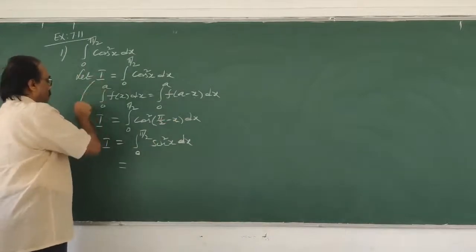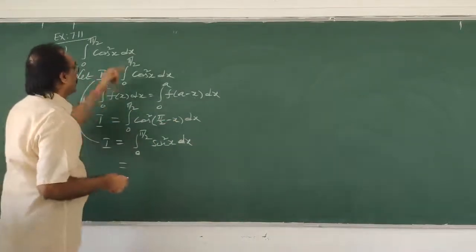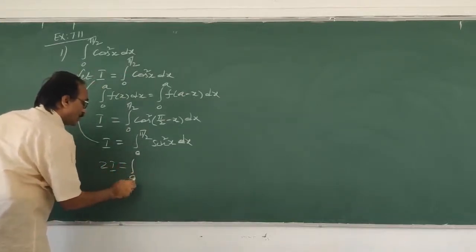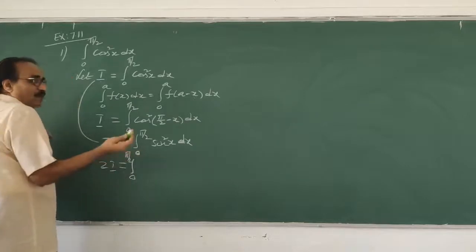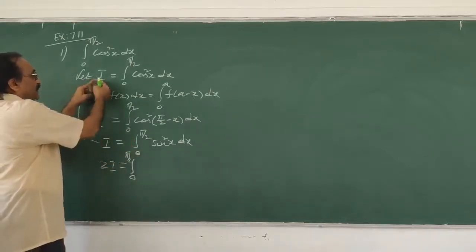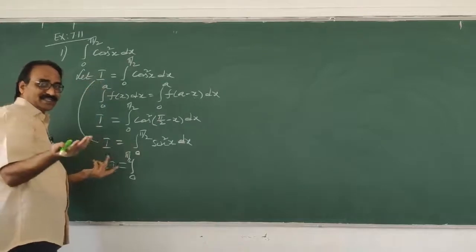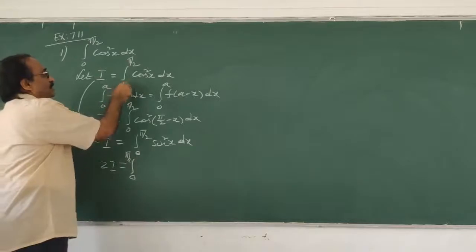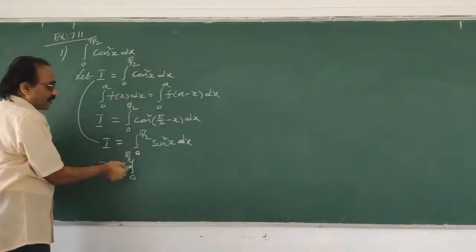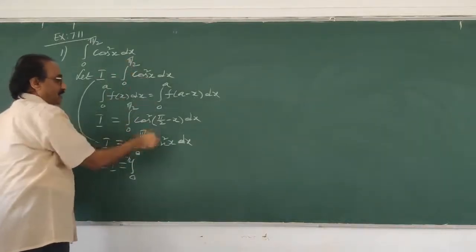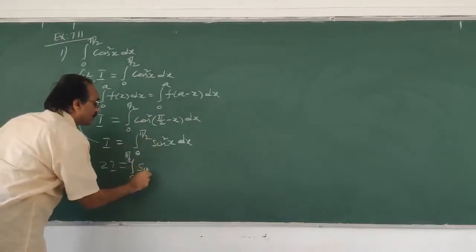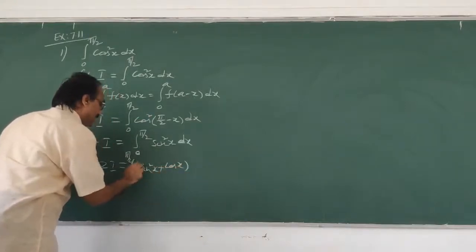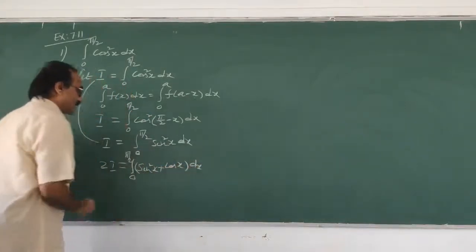Now if you consider these two, I plus I is 2I. This equation both are same, both are I, I is not different. So this I plus this I added: 0 to pi by 2 is there, here 0 to pi by 2 is there, that's why I wrote 0 to pi by 2. Cos square x is here, sin square x is here, so you write sin square x plus cos square x. We have added both the integrals after using the property.